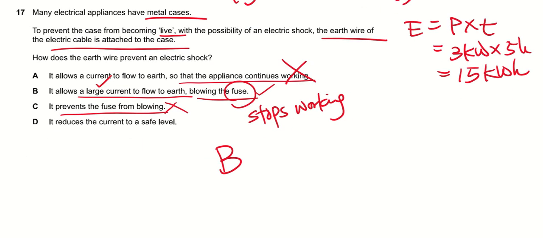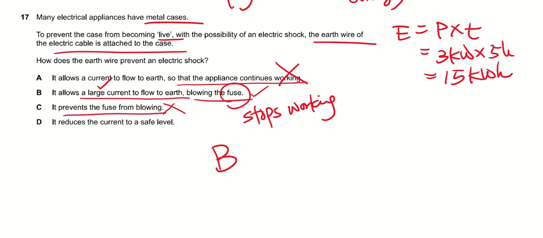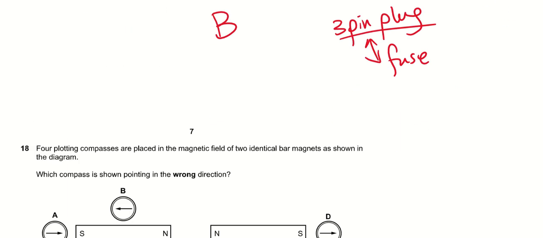So usually the earth wire is in your 3-pin plug, correct? Earth wire and 3-pin plug, they always have a fuse. Why? Because they work hand in hand.